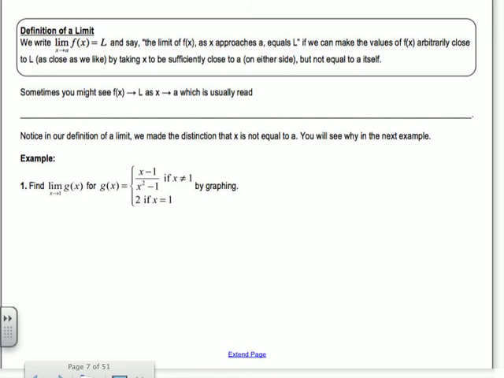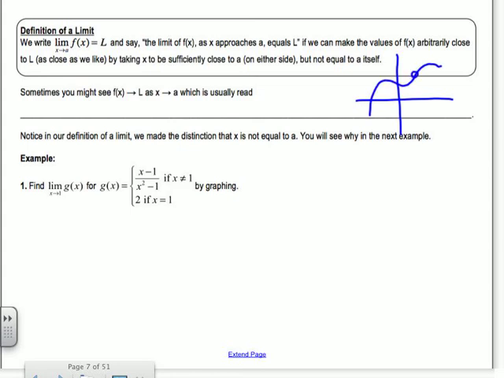So it says we write the limit as x goes to a of f of x equals L, and say the limit of f of x as x approaches a equals L, if we can make the values of f of x arbitrarily close to L, so as close as you'd like it to be, by taking x to be as close as you need it to be, sufficiently close, on either side but not equal to itself. Confusing? So it's saying if you have a limit, you don't have to draw this.